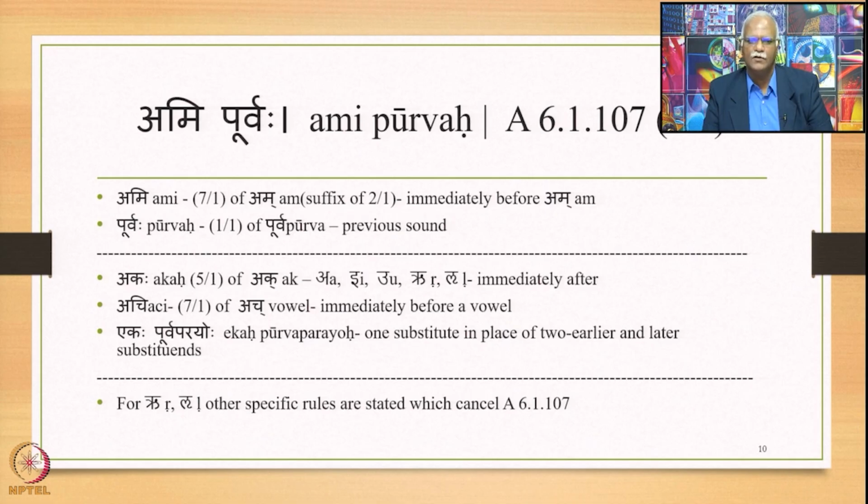For ru and lu, which is also part of ak, there are other specific rules stated in Panini's grammar which cancel 6.1.107. For example, rutongi sarvanamasthanayoho. This sutra states the guna substitute in place of ru and also lu when follows. So this sutra will cancel 6.1.107.